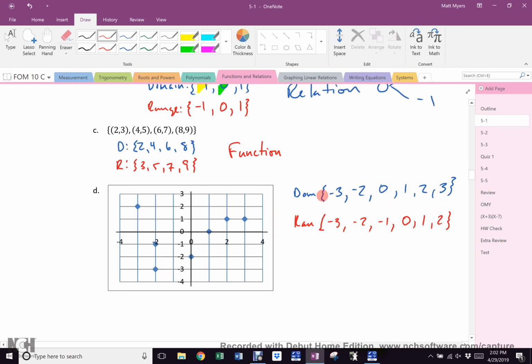Now, let's check. Is it a function? Yes or no? No. Why? If I go to negative 2 on the x, what are my outputs? Negative 1 and negative 3. See?